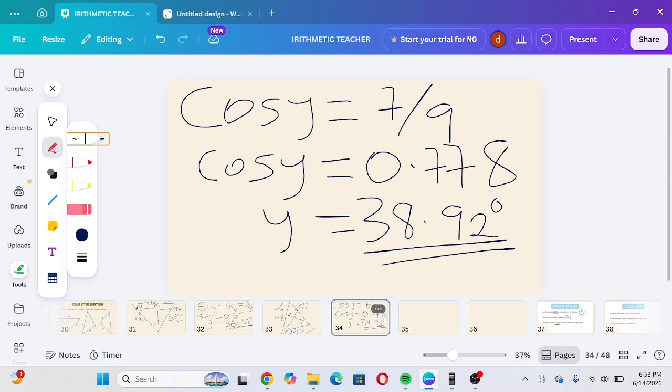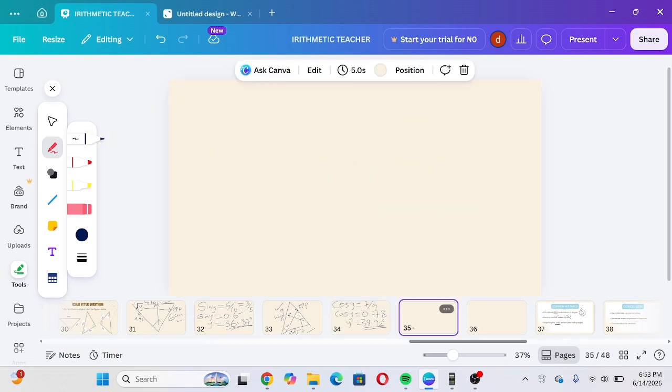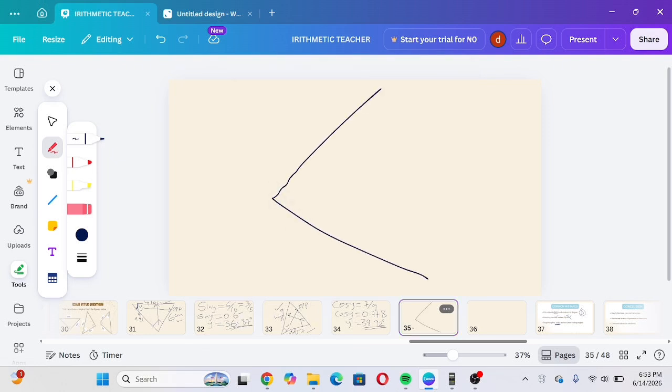Then in the third example, let's see. The diagram is this, this, this. Our right angle is over here. This is 2. Our angle is here, y. Then this is 5. So again, you have to identify.